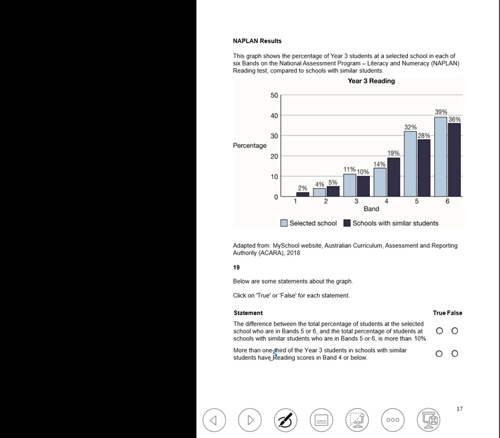NAPLAN results. The differences between the total percentage of students at the selected school who are in bands 5 or 6 and the total percentage of students at schools with similar students who are in bands 5 or 6 is more than 10%. So we're looking at how many are in 5 and 6, so those two numbers there, compared to these two numbers here, the selected school compared to the schools with similar students. We can just add those two numbers up. We can use our calculator for that.